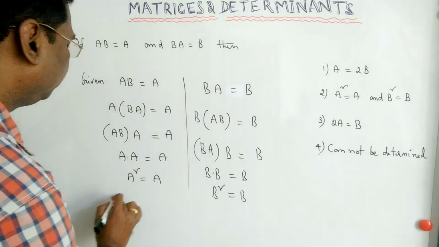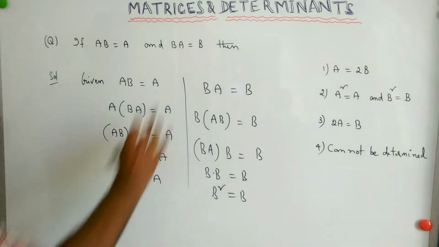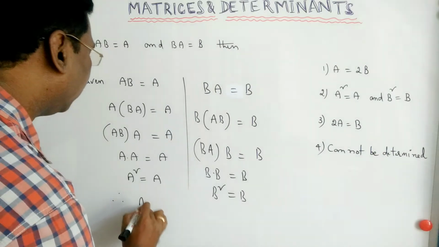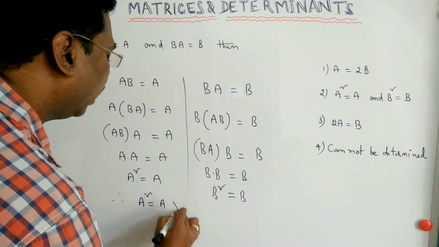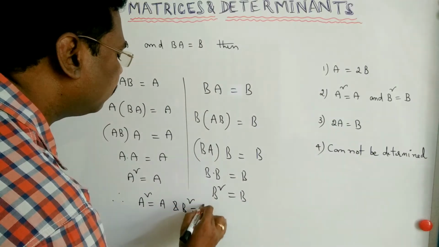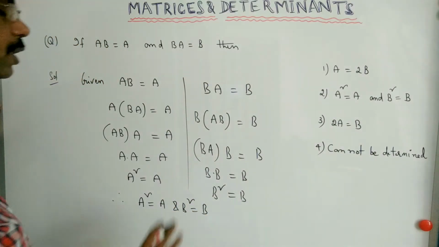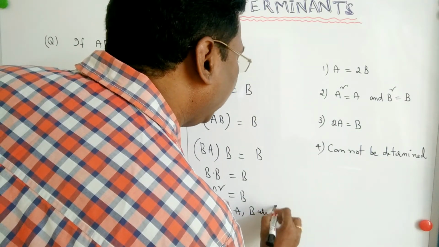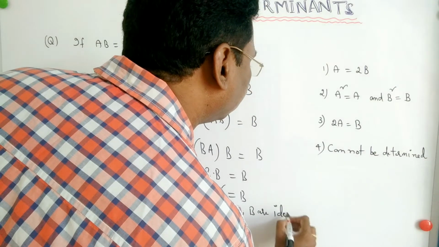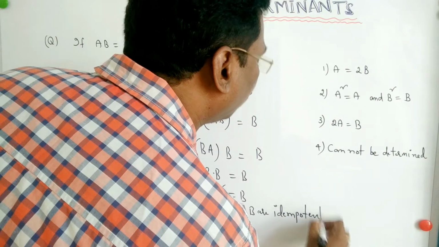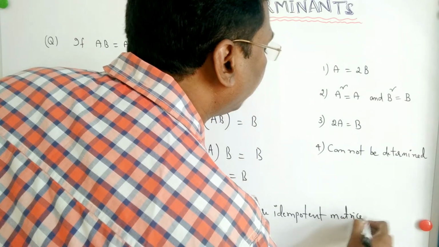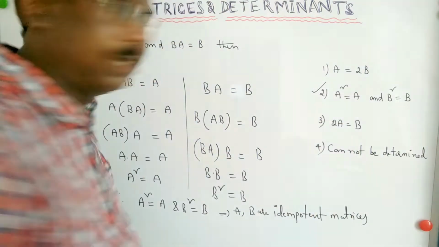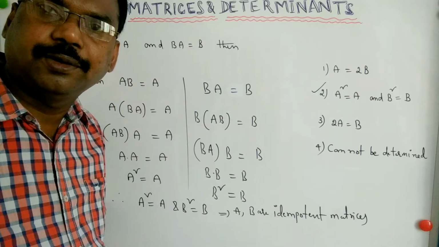Therefore, if AB equals A and BA is equal to B, then A square is equal to A and B square equals B. Therefore, A and B are idempotent matrices. Option 2 is the correct one.